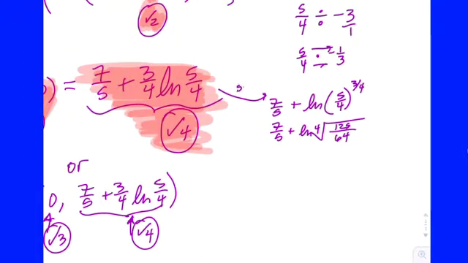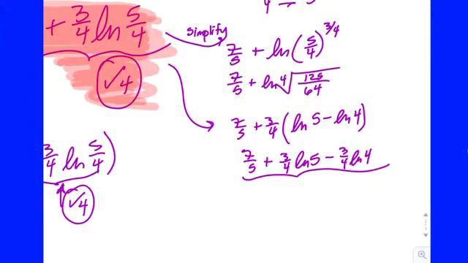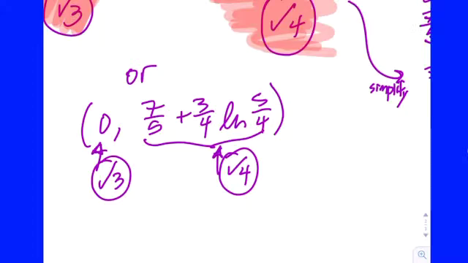So that's one way to simplify if you wanted to do it that way, but without a calculator, we can't get much further. The other way is to go 7/5 plus 3/4, and then we could expand this out with parentheses. That's the natural log of 5 minus the natural log of 4, right? We can expand that, and then if I distribute, I get 7/5 plus 3/4 natural log of 5 minus 3/4 natural log of 4. So that could also be simplified. But really, we can't evaluate it. So if you have either one of those, or you left it like this, that's okay. All right?